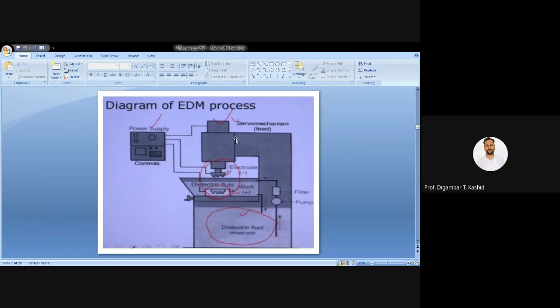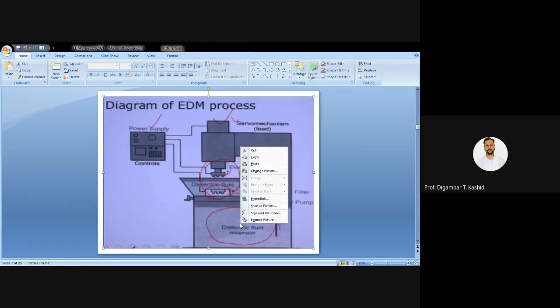So you need a servo mechanism, a servo motor. There are different activities of the servo motor. It also acts as a gap voltage sensor. Using this gap voltage, it maintains the gap between your tool and your workpiece. There is also a dielectric chamber, or reservoir, as you can call it.